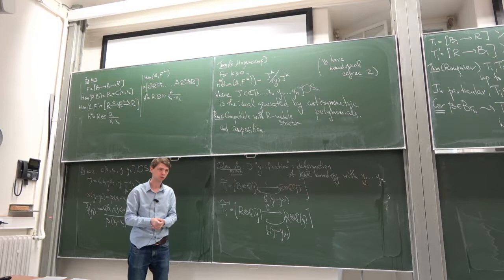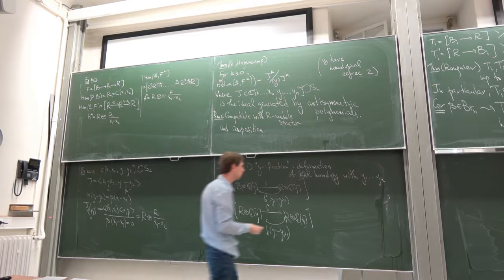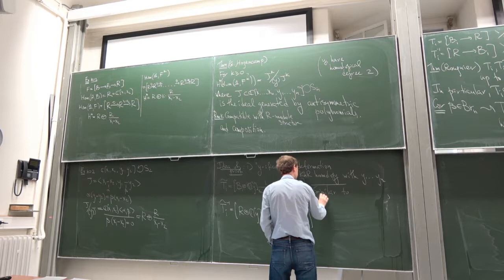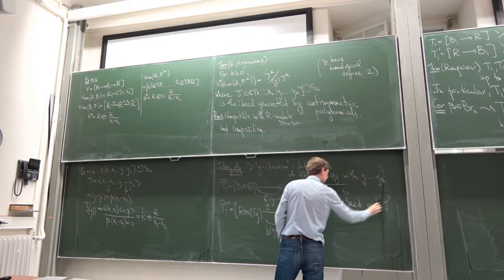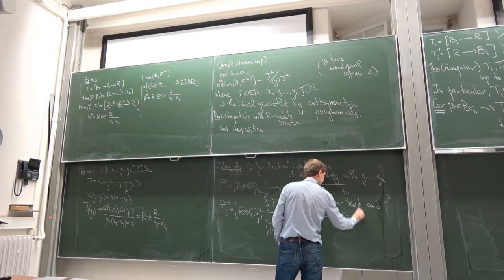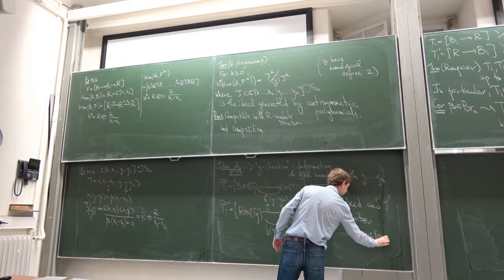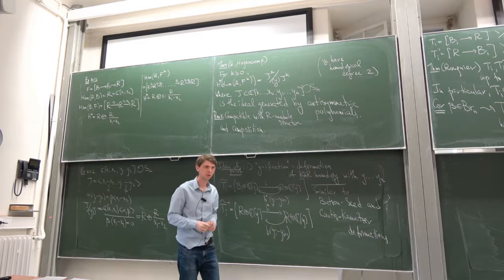So people in knot homology might have seen this deformation by a different name. So this is similar to Batson-Cautis deformation and Cautis-Kamnitzer's deformations. So Batson-Cautis did it for SL2 and Cautis-Kamnitzer's for SLN, but this is essentially the same construction.